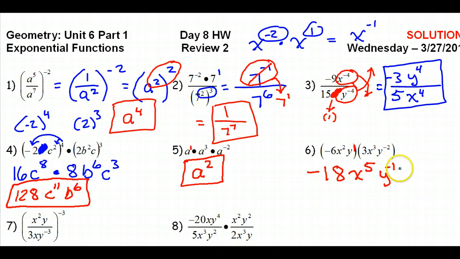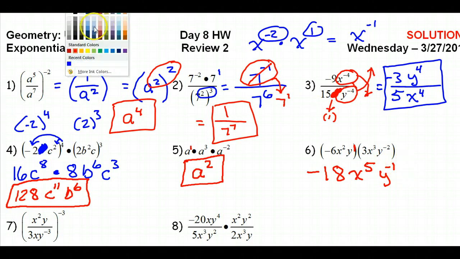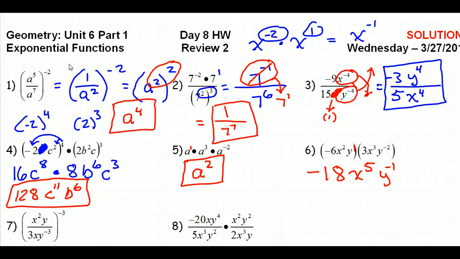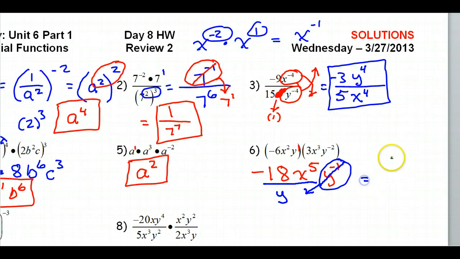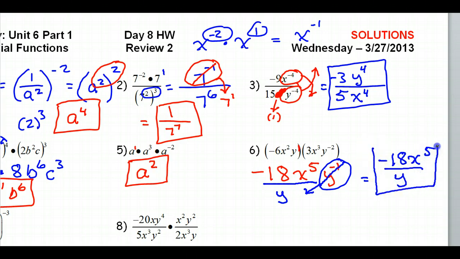So that means that this is going to be dropped to the denominator. Okay, so this, because it's a negative exponent, has to drop to the bottom of the fraction. So I'm going to wind up having my y to the 1 power down here instead of up here. And then that's going to be my final answer. Okay, so I guess I'll recopy it. So the final answer is going to be -18 x to the 5th power over y. Okay?